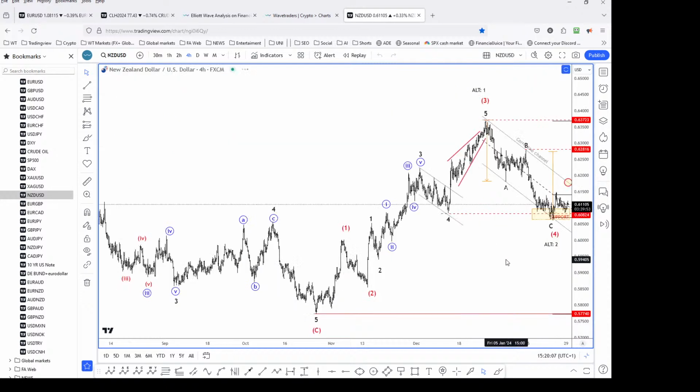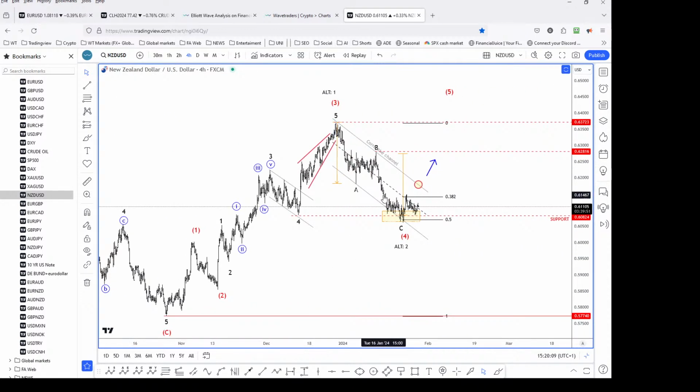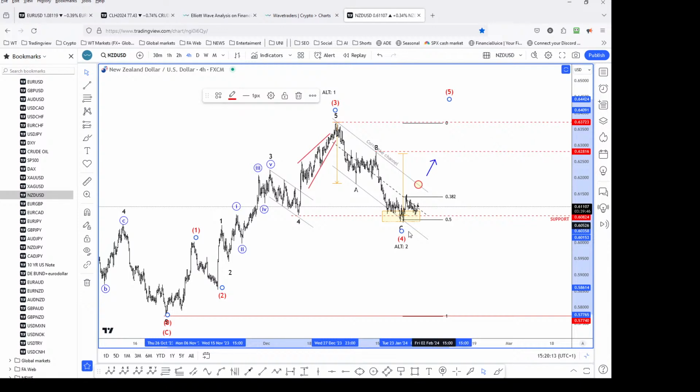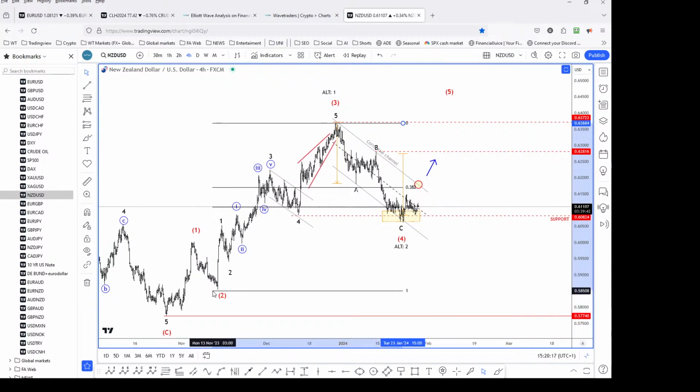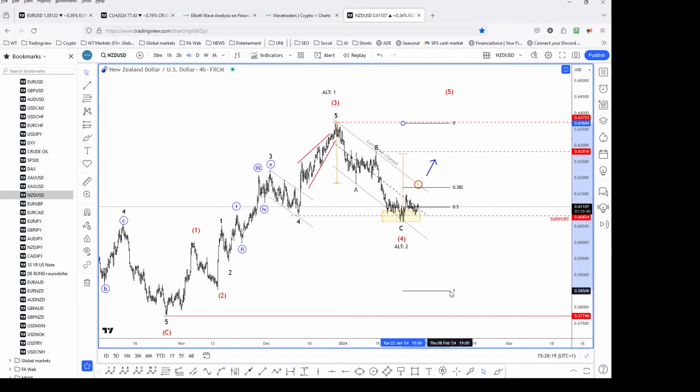So what's going on here? Well, it was still a very deep pullback here. I'm not sure if that's still wave 4. We touched the 50% retracement, actually I should draw it like that, of wave 2. Okay, we are now around the 50% retracement, which is still fine for a wave 4.